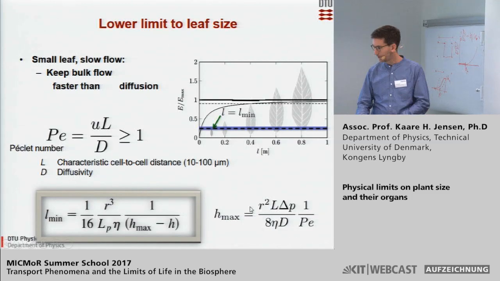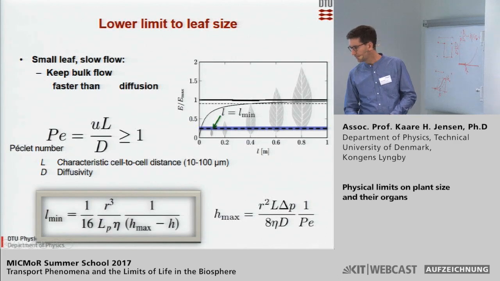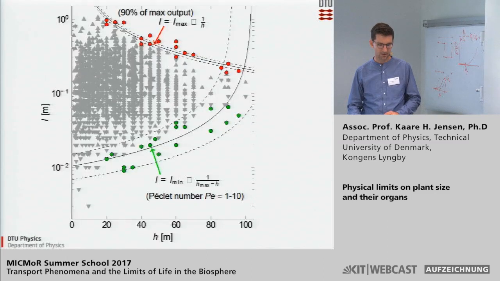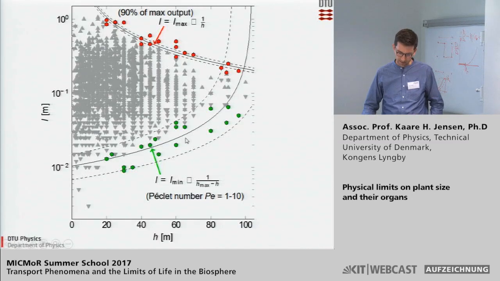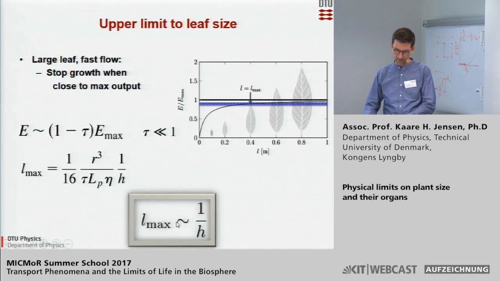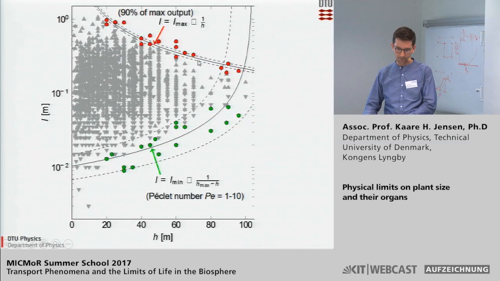Okay. So again, we can go and ask the plant if it knows about this. So that's what we'll do. These lines here, this is the minimum size, this is the maximum size up here. Basically, the upper limit is described by this equation, 1 over height up here. And this line describes 95% or 90% of the maximum output. So they seem to stop making bigger leaves when they reach 90% of maximum output.